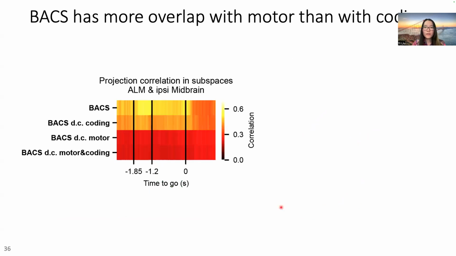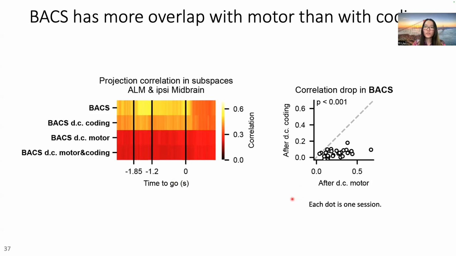Then we calculate the projection correlation within BACS and all the other subspaces. This is for one example area pair, and we found that while BACS has the highest correlation, after we remove coding, the correlation dropped by a bit, but after we remove motor, or after we remove both motor and coding, the correlation dropped a lot. And this is also true on the single session basis.